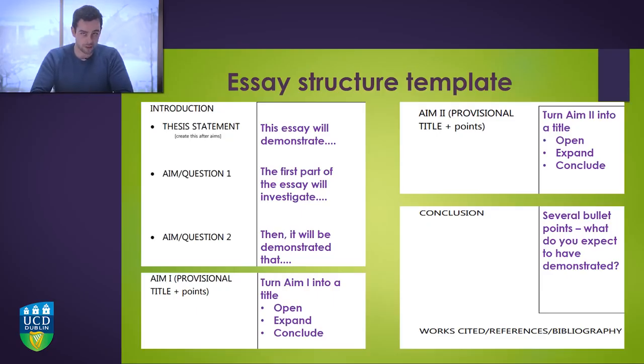We developed this template basically because students were finding it very difficult when faced with the blank page, writing your essay, and feeling a little bit unnerved about the whole thing. So the point of this template is that you just start filling in information so that you're not facing what looks like an insurmountable task. On the first page of your document, you should write introduction, followed by thesis statement, aim 1, question 1, and aim 2, question 2. On page 2, write down aim 1, provisional title and points. On page 3, write down aim 2, provisional title and points. And on page 4, write conclusion.